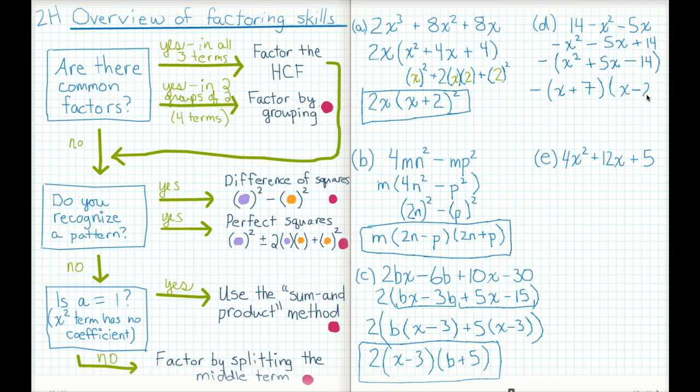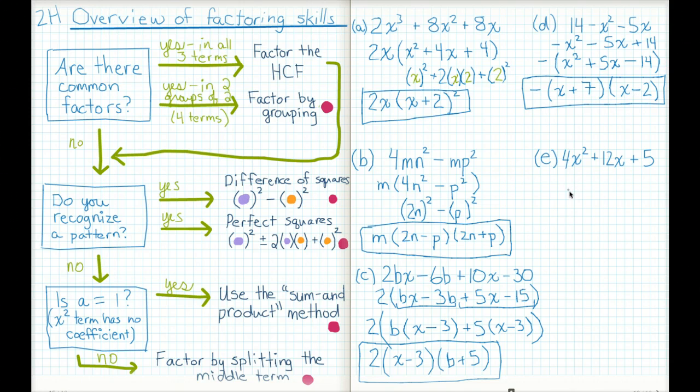And x minus 2. And now let's check. 7 times -2 is -14, and 7x plus -2x will be +5x. So that's my final answer. A factor of -1, a factor of x plus 7, and a factor of x minus 2.